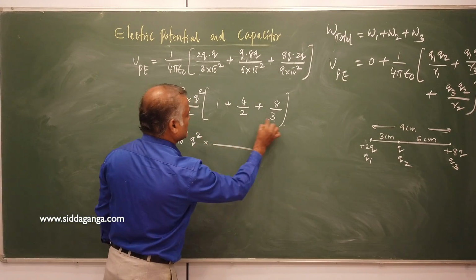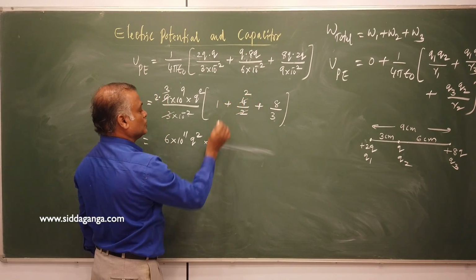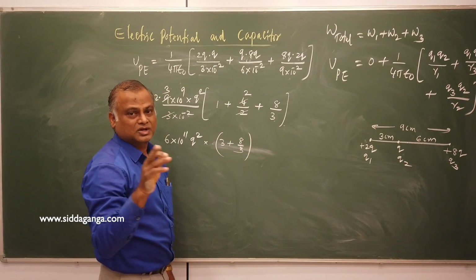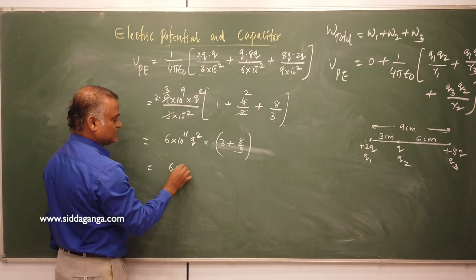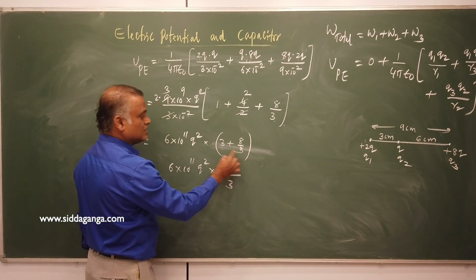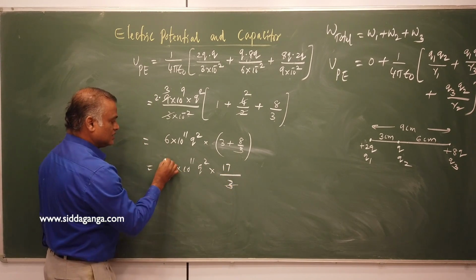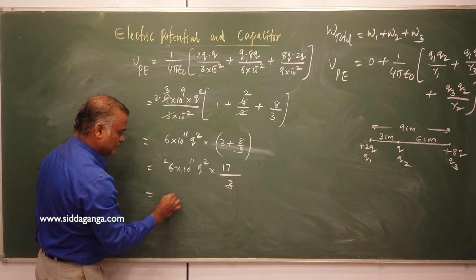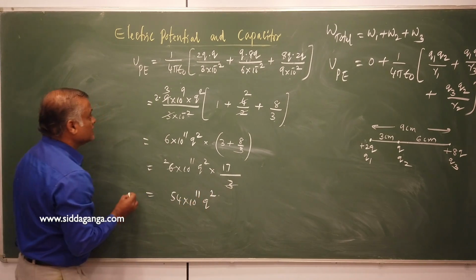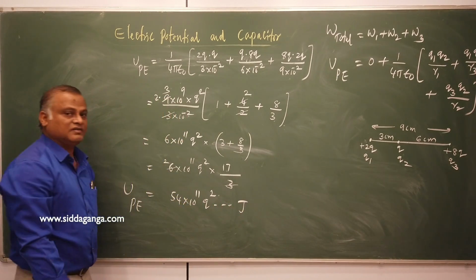What is the LCM here? 2 1s are, 2 2s are, you can take. How much do you get? 1 plus 2, 3 plus 8 by 3. Do your mathematics according to your speed. I told many times. 11 q square into, what is the LCM here? 3. 3 3s are 9. 9 plus 8, 17. So 3 1s are, 3 2s are, 17 2s are 54 into 10 to the power of 11 q square is what? Potential energy stored, which is expressed in terms of joules.